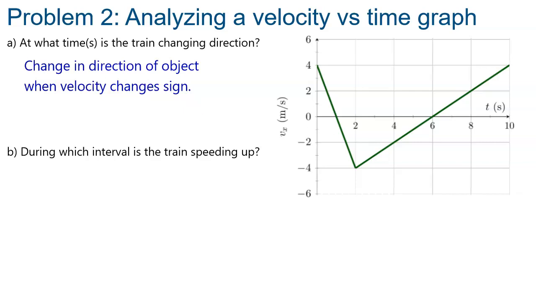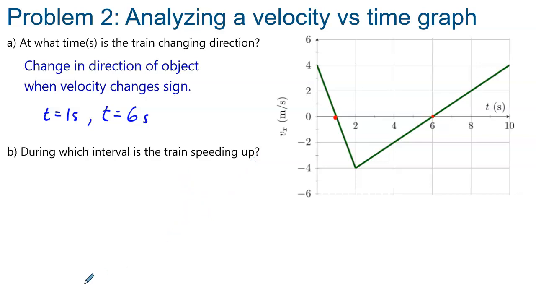So in this situation, we have a change in direction of the object at 1 second and at 6 seconds. And this can be seen easily on the graph by identifying the points where the velocity changed sign. B, during which interval is the train speeding up?